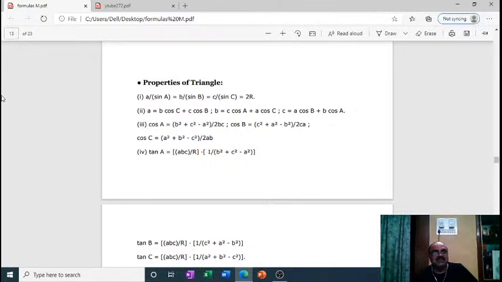We have properties of triangles. Sine rule: a by sin A, b by sin B equals c by sin C, which is 2R. Sorry, this is projection: a equals b cos C plus c cos B. b equals c cos A plus a cos C. c is a cos B plus b cos A. Cosine rule: cos A is equal to b square plus c square minus a square by 2bc. Similarly, all these.